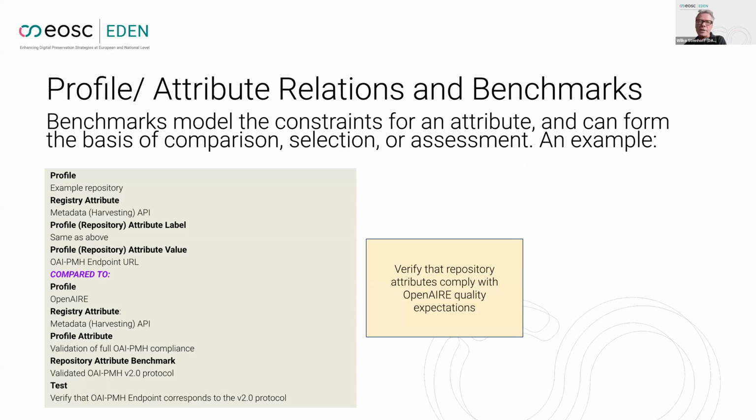And well, this is just an example to see how this benchmarking works. So for instance, you have a repository that says I have a metadata harvesting API as an attribute, and they have, of course, an endpoint URL. And then it could be tested whether they adhere, for instance, to the OpenAIRE profile that says, okay, you need to have a registry attribute, metadata harvesting API, and the benchmark is that it should be a validated OAI-PMH version 2.0 protocol.